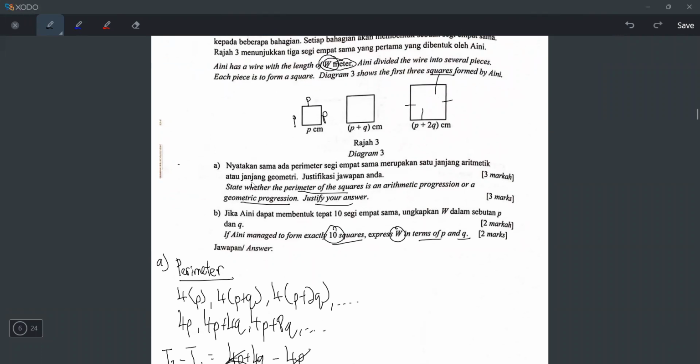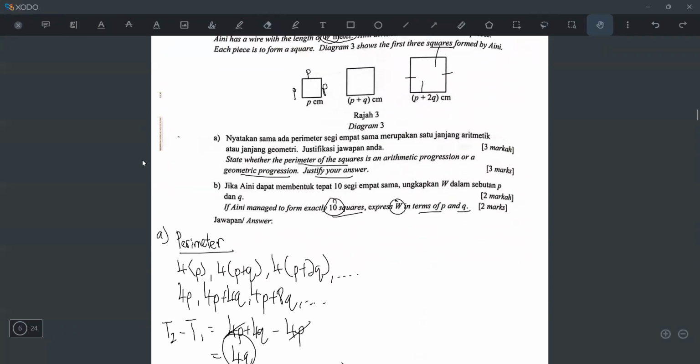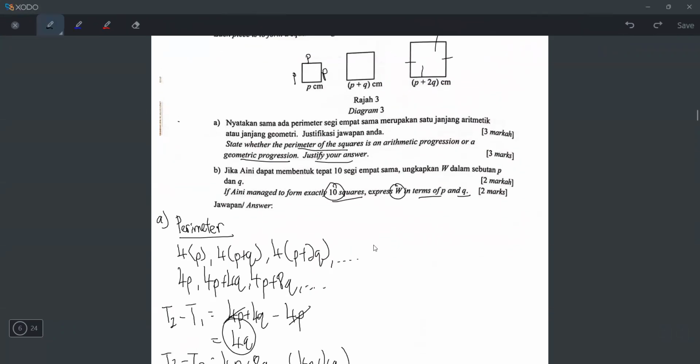So now we already know there's 10 terms. So what I can do is find the S10. We know the first term, so for question B, the first term is 4P, the second one is 4P plus 4Q. I'm copying from here, by the way. And then 4P plus 8Q and keeps going until the 10th term, because it can form 10 squares. So we can find the S10. The a is 4P, the d is 4Q.